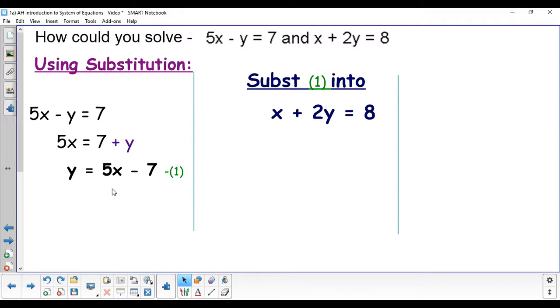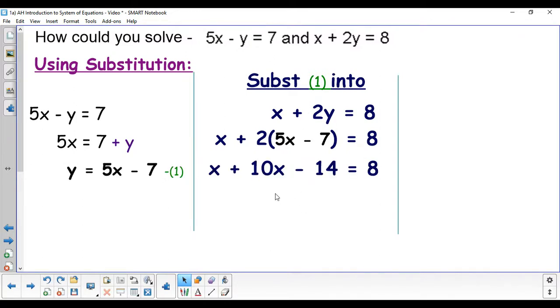So where y is, I'm going to replace it with the 5x take 7. So that'll be x plus 2 lots of 5x take 7 because it's 2 lots of y. Now let's expand that out. That'll be 10x take 14 in there, and that gives me 11x take 14. If you take the 14 over, it will turn to 22, and you get out x is 2.